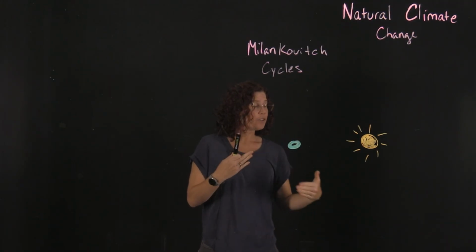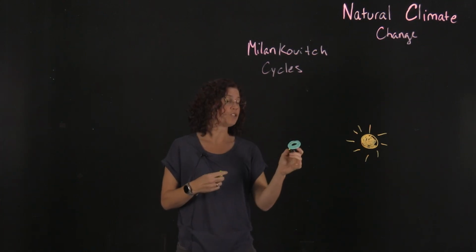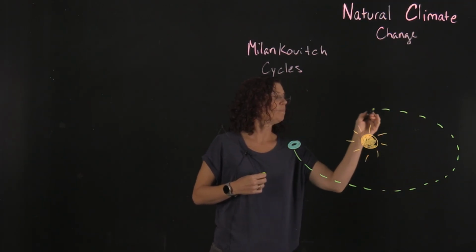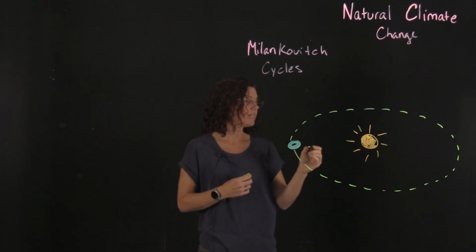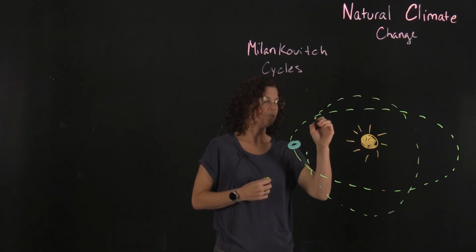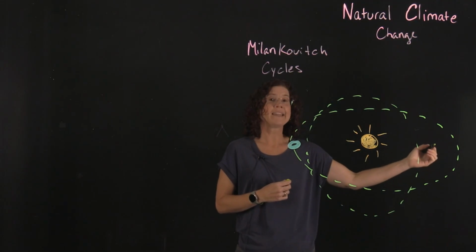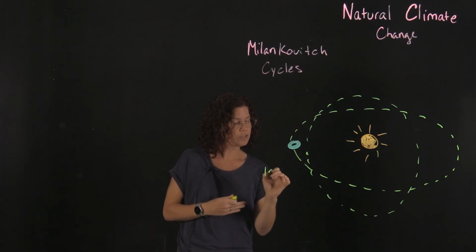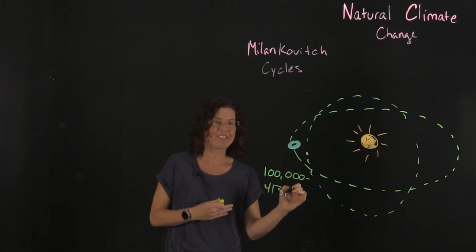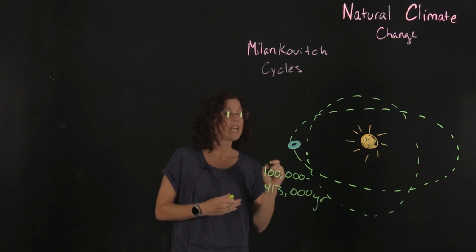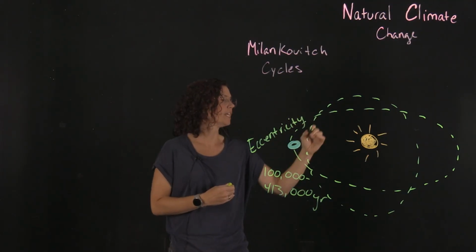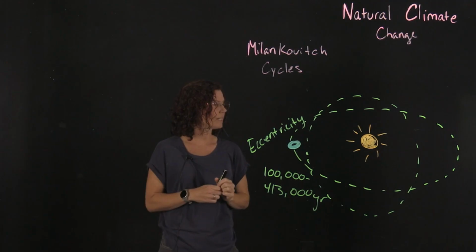Now, as the Earth moves around the Sun, that pattern is going to change over time. Sometimes that pattern is going to be a bit more oval. And sometimes that pattern is going to be a bit more circular. Now, that's going to change over time on a 100,000 year to approximately 413,000 year cycle. And we're going to call this eccentricity, okay, which is just the change in the pattern of the Earth rotating around the Sun.